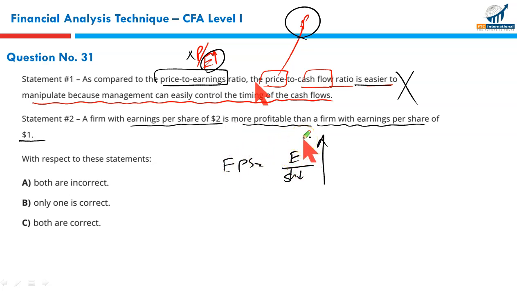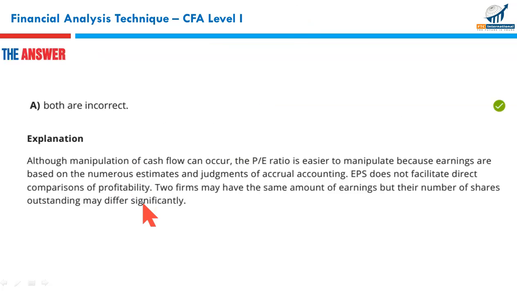First is the profitability and second is the number of shares. So what if a company has less number of shares? EPS will look artificially inflated. So this is not right. So both of these statements are incorrect, wrong. So that makes A to be the correct option.